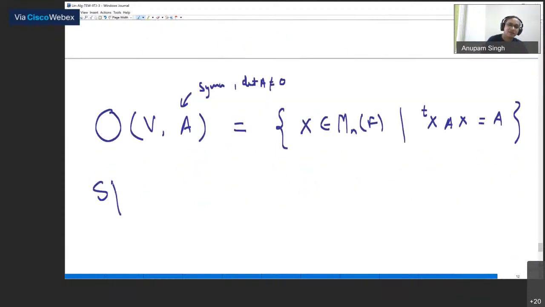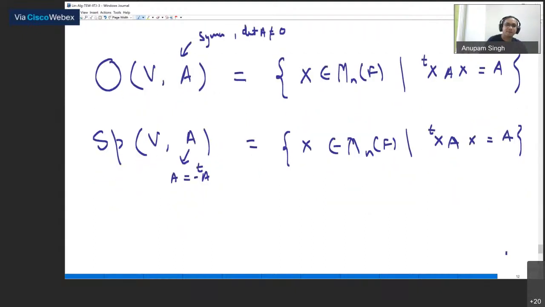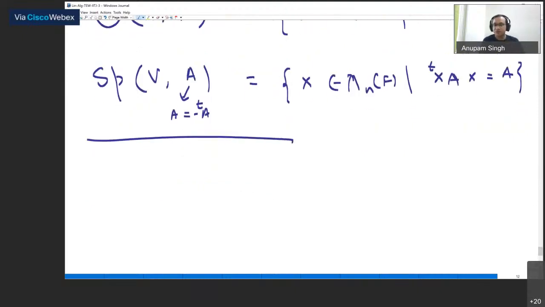And similarly, for the symplectic group, I have Sp(V, A). The dimension of V must be even, and A satisfies A equal to minus A transpose, because it is supposed to be skew symmetric. Then I have a similar definition. It looks the same, but the matrix A is different. So when I write the definition, it looks like I'm writing the same definition, but the matrix A is different in the second equation for the symplectic group.